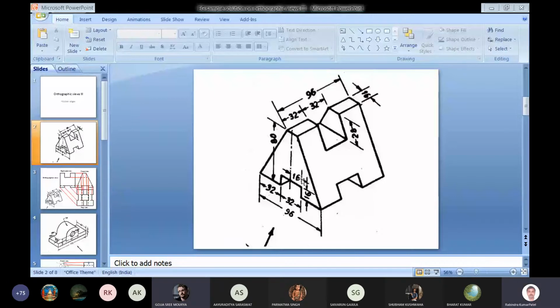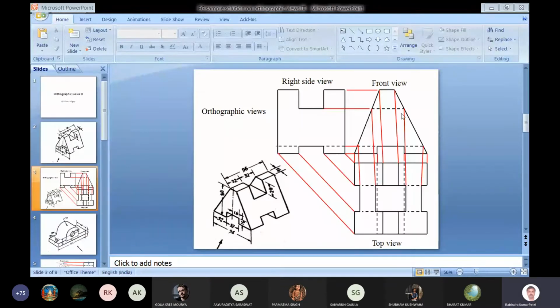So here in this slide, you can see three views. This is the front view, and the front view is having two dashed lines. One is here, another is here. In fact, this is one continuous dashed line, but in between we have continuous lines. So we can say that there are two dashed lines, one dashed line here, another dashed line here.